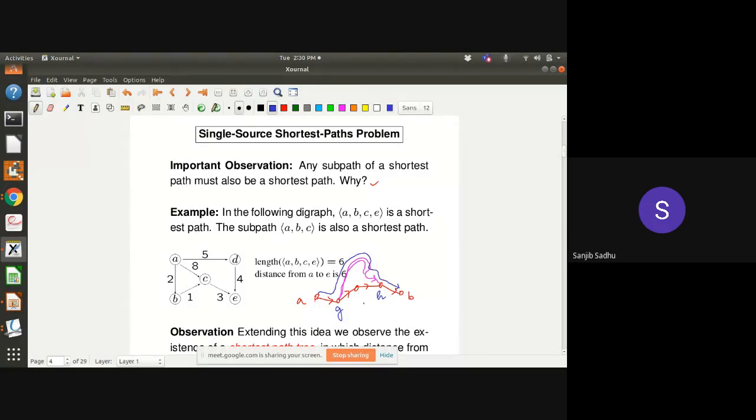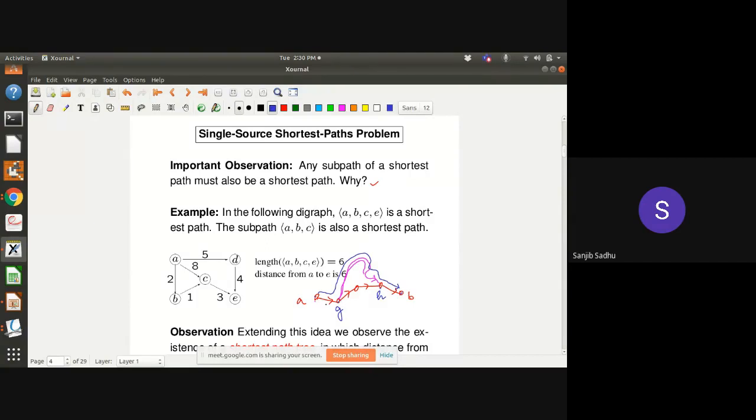Is it clear? The proof is very simple. Because then I should follow this path. If G to H is the shortest path, then I will go from A to G, then follow the G to H shortest path, then H to B. So that means this will not be the shortest path, but you are saying that this is the shortest path.